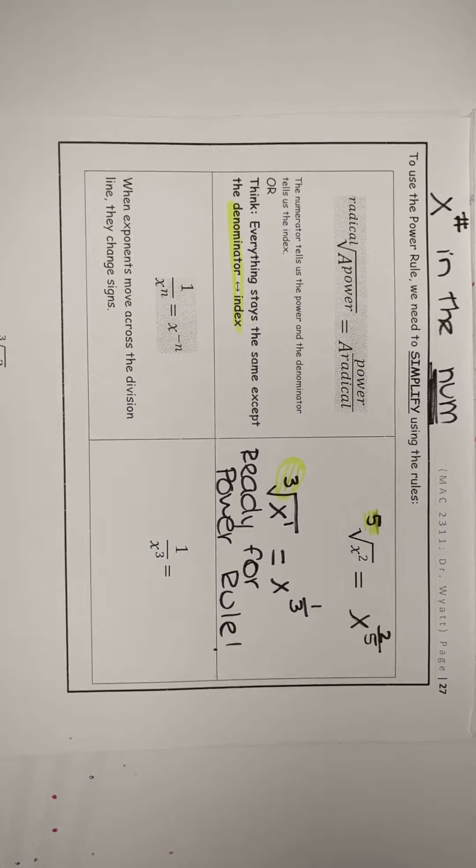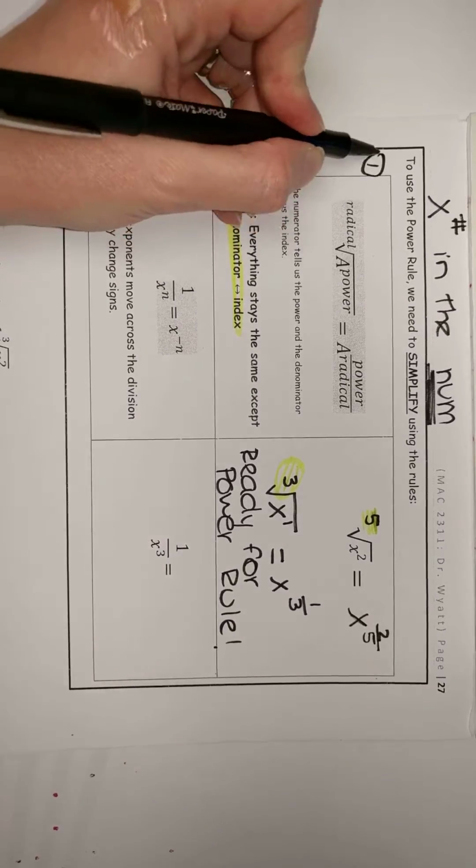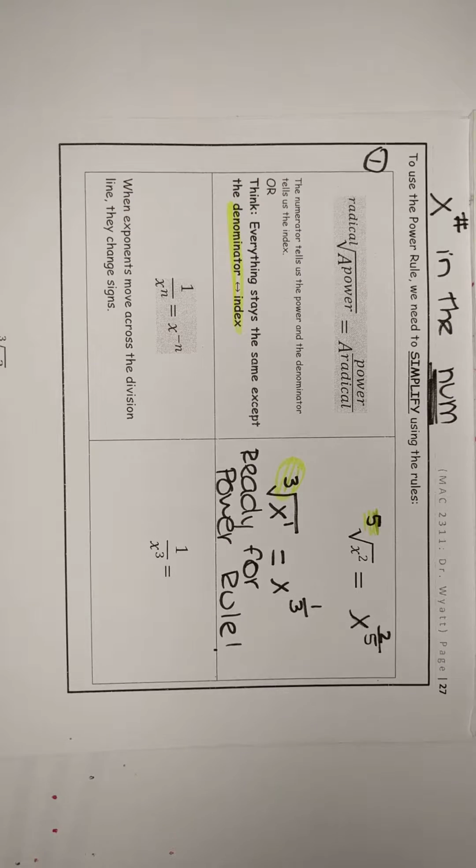All right, so that's our first type of simplification, is with radicals. We are always going to rewrite them so that they are in that form of x to a power.